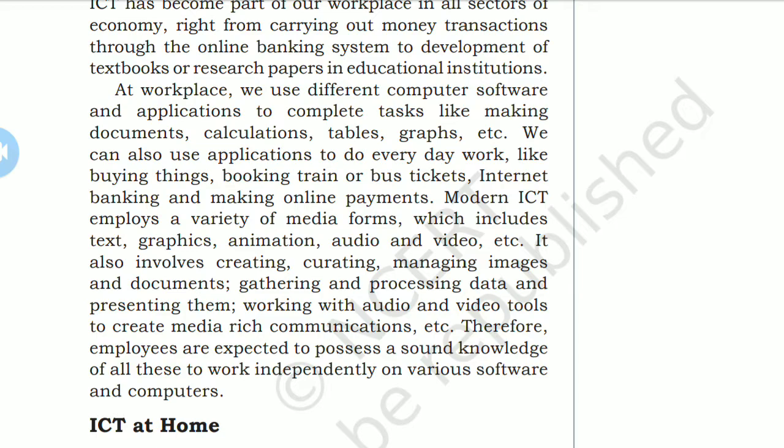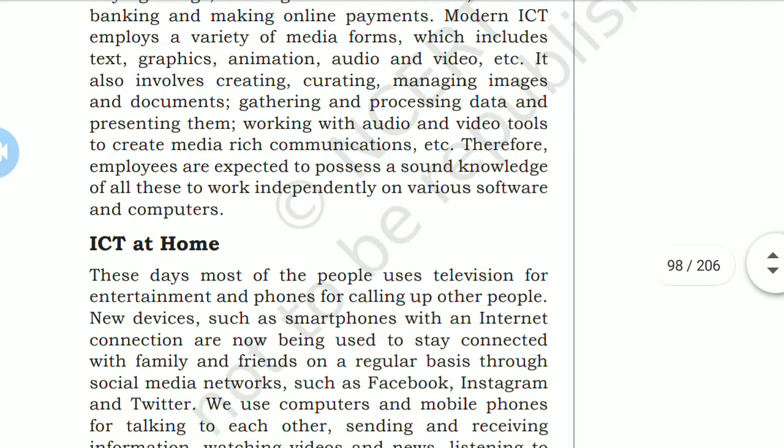Okay, where the handling of applications like document making, document calculation, table, graphs, etc. These are the emerging skills, okay, which you must know.